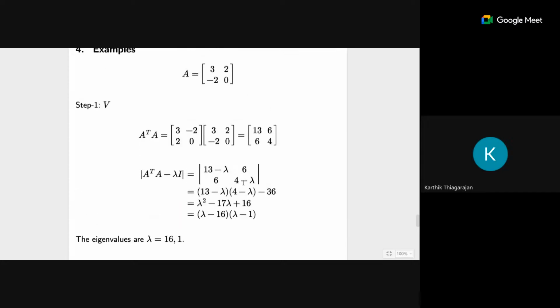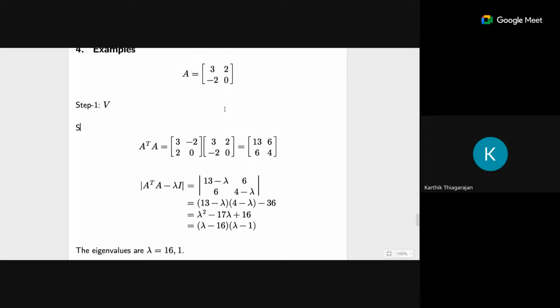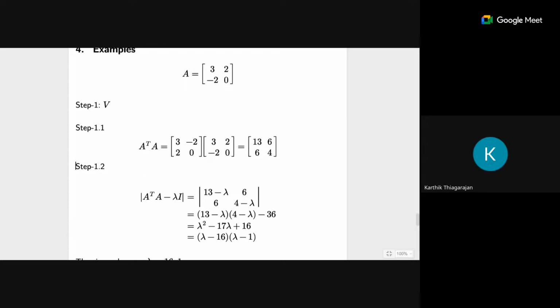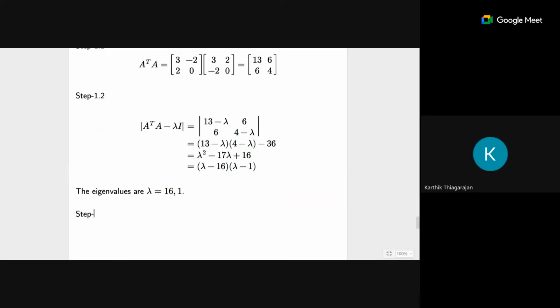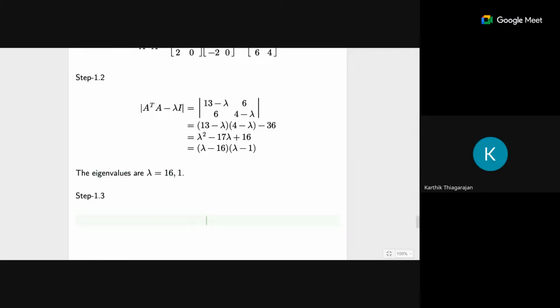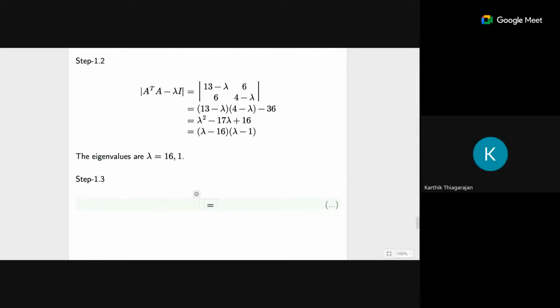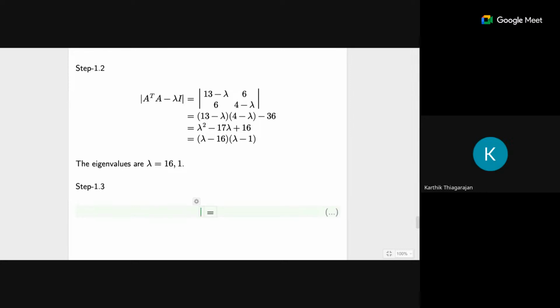This is step 1.1, if you want to call it that. Step 1.1 is computing A transpose A. Step 1.2 is computing the eigenvalues of A transpose A. Step 1.3 will be computing the eigenvectors of A transpose A. Step 1.3.1 will be for lambda equal to 16. So this is A transpose A minus 16I into some V equal to 0, right?